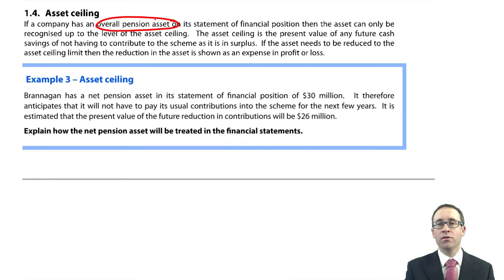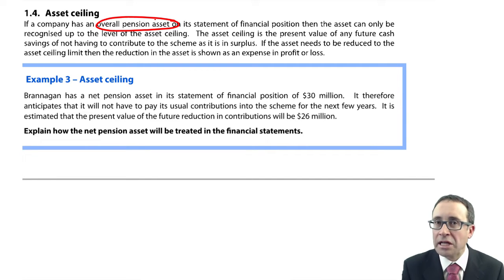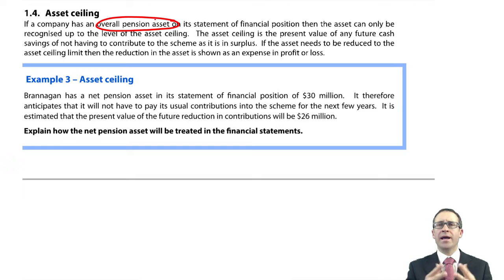So what we want to do is curtail, or if you like, cap the value of the asset. Now, what do we cap the value of the asset to? The asset ceiling. But how do we work out the asset ceiling, and what is it? Well, if you think about having an excess of assets over liabilities, that means that the scheme's performing very well. The value of the assets has gone up, and it more than substantially covers the value of the liability.